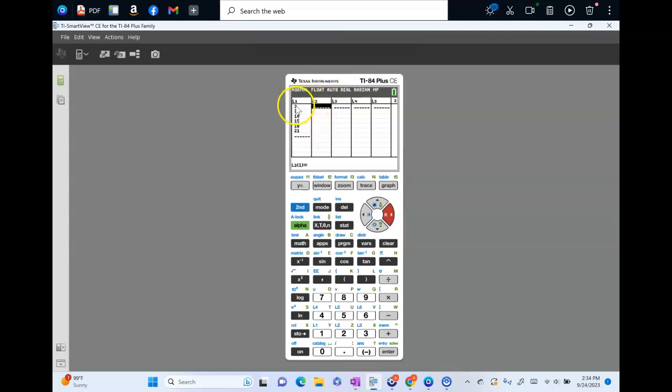Now on L2, you want to type in the corresponding Y values. So for example, my first data point was 3, 17. So I'm going to go ahead and type in the 17. My next Y value was a 46. My next Y value is an 83. I have a 103, 117, and 201.